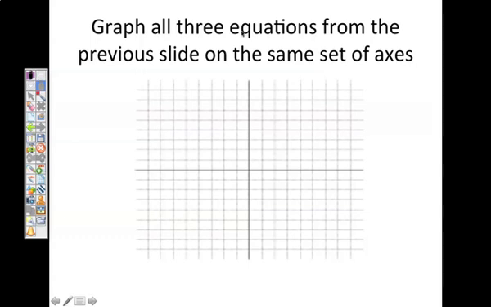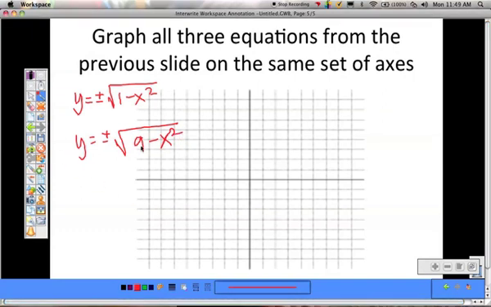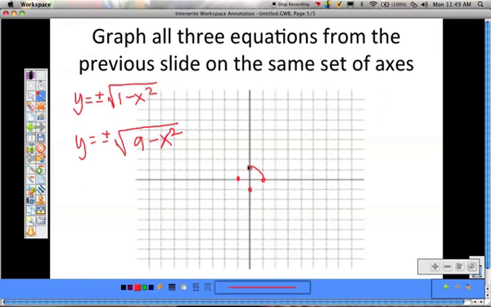Okay, graph all 3 equations from the previous line on the same set of axes. So to do that, remember we have y equals plus or minus the square root of 1 minus x squared. And let's try it with a 9. Okay, so the original one will look something like this. We graph it on the graphing calculator. And then the new one will look like this.